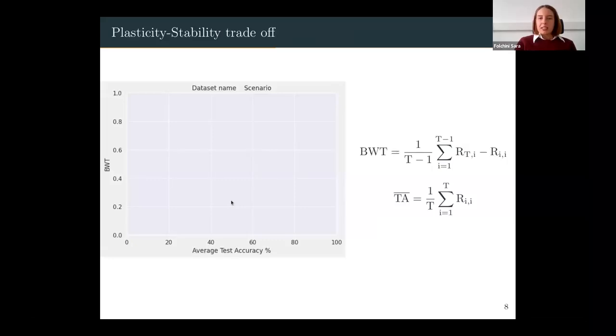I will show the results with this kind of plot. I will put the backward transfer on the y-axis, so if we are on the higher part, we have zero forgetting, and instead I will put the average test accuracy on the x-axis. So if we are on the right, we have 100% accuracy, and we want to place ourselves in the right upper corner, where the method has zero forgetting and 100% accuracy. I'm sure most of you know the definition of these two measures.